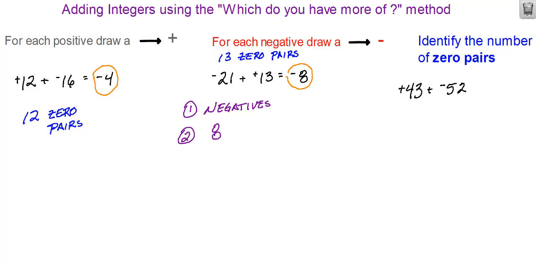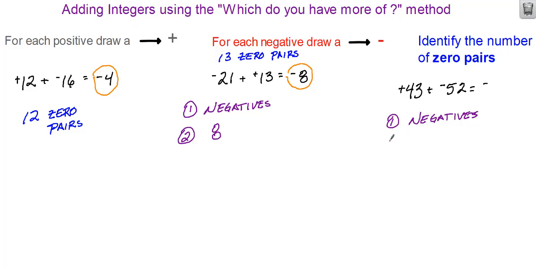Okay, so you have 43 positives and 52 negatives. What do you have more of? Well, you have more negatives. There are 52. If you drew these out, you would see 52 negatives drawn out and only 43 positives. So that tells you the sign of your answer. Your answer is going to be a negative.